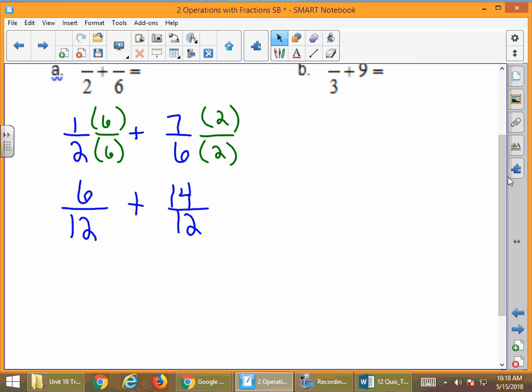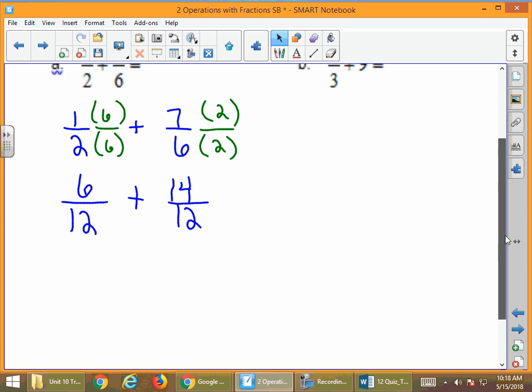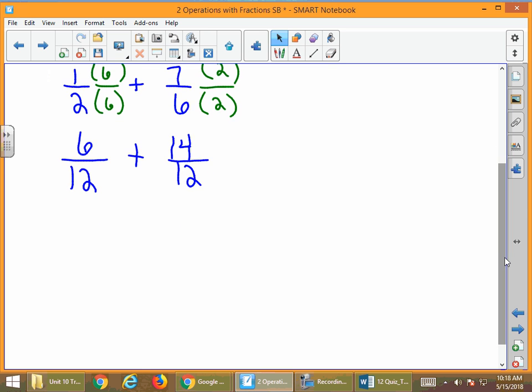Once we have the common denominator, then what we're going to do to finish here, or at least get close to finishing, is add the numerators. 6 plus 14 is 20. The 12 stays 12. We found the common denominator, so we're just going to add the top part.